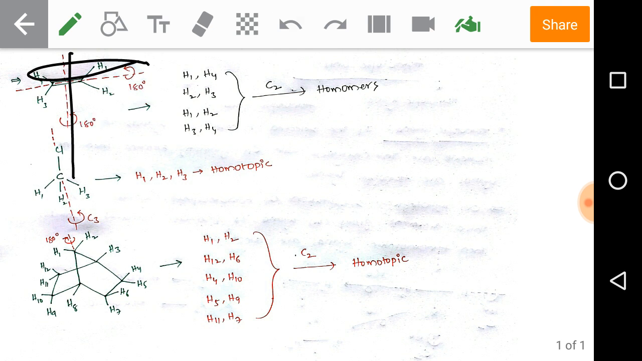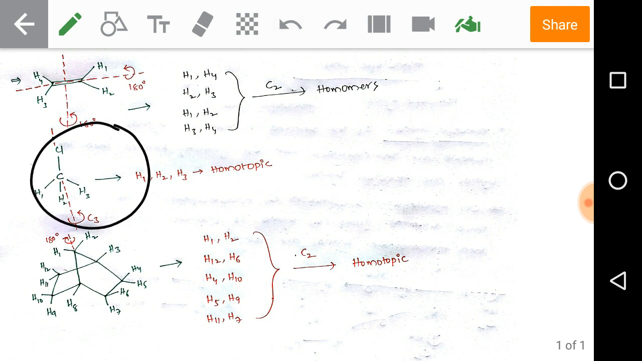Okay, and just check another example here. That means chloromethane. There is a possibility of a principal axis Cn through the chlorine and carbon. By each rotation of 120 degrees we get the same arrangement, that means we get the same hydrogen. But here we have labeled H1, H2, H3. If we remove the labels 1, 2, 3, on each 120 degrees we get the same molecule. Hence we can say H1, H2, H3 are homotopic.